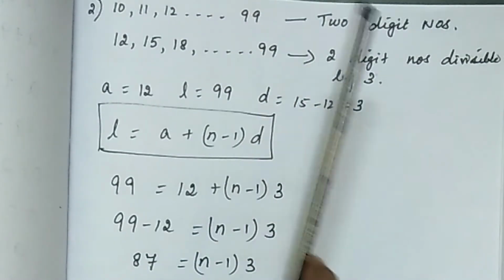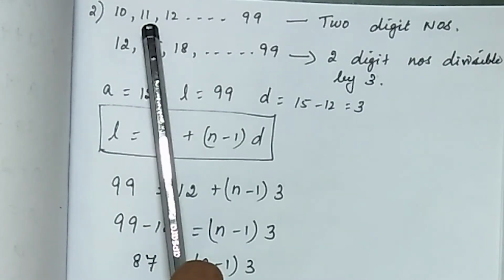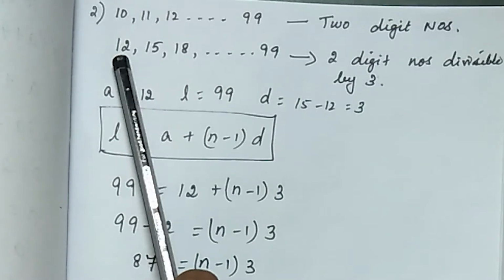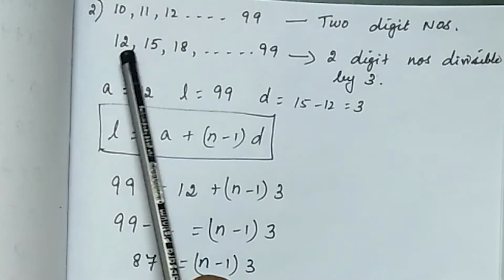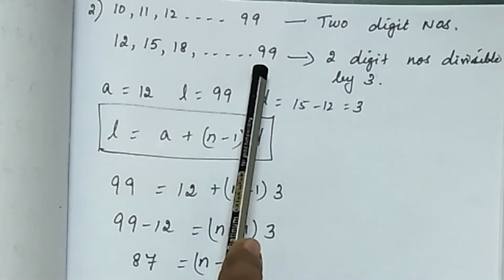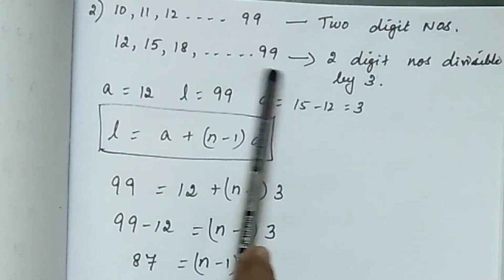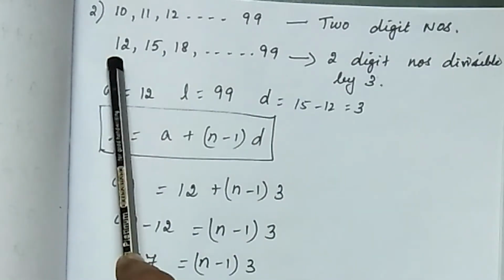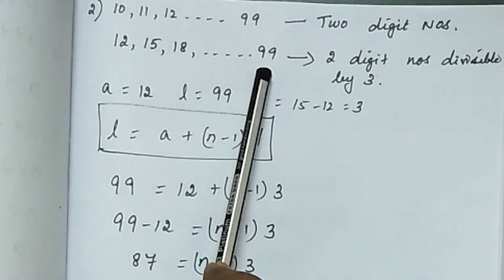Now, what is the condition given? Divisible by 3. So, is 10 divisible by 3? No. 11? No. 12? Yes. So start from 12. 12 plus 3 is 15, 15 plus 3 is 18, like that. And check the last one, 99. Is it divisible by 3? Yes. So now you get the AP of two-digit numbers divisible by 3: 12, 15, 18 and keep on going up to 99.